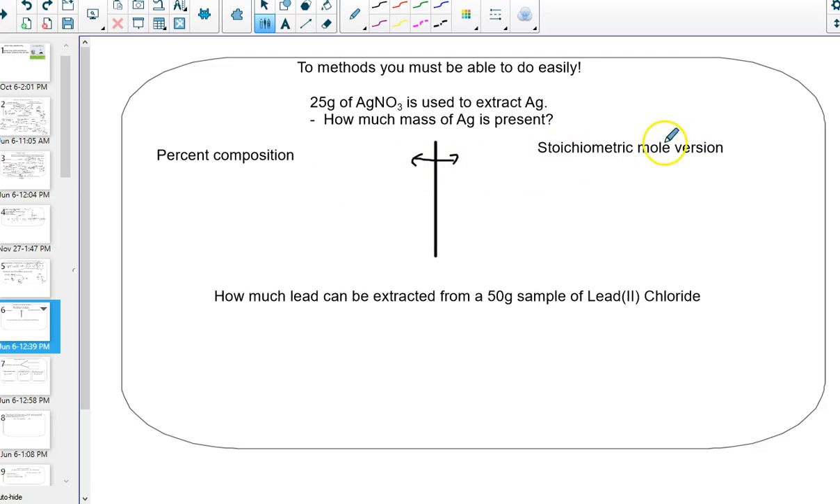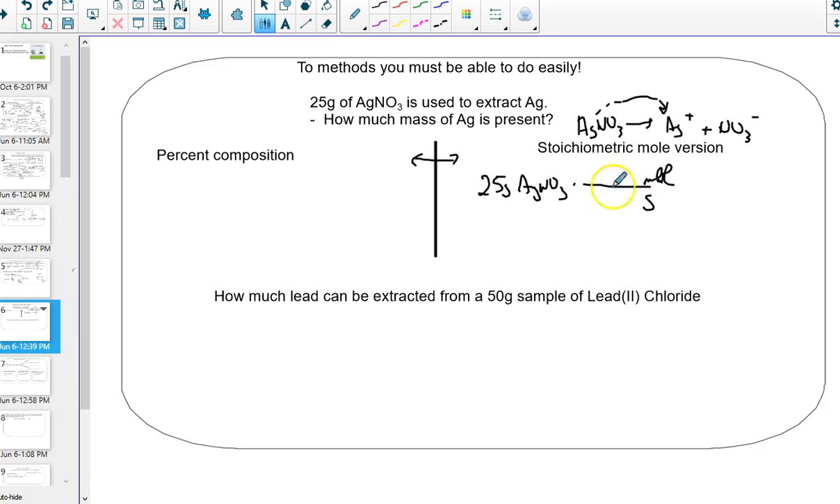Let's do this mole version first. So essentially my formula is going to be AgNO3. My reaction would be to produce silver ions plus NO3 minus. Now again, we have this problem on a general honors chemistry problem, and kids just ask this question, and a lot of times they just write this problem out. So in this case, I have 25 grams of AgNO3, and I want to get rid of grams and go to moles of this stuff.